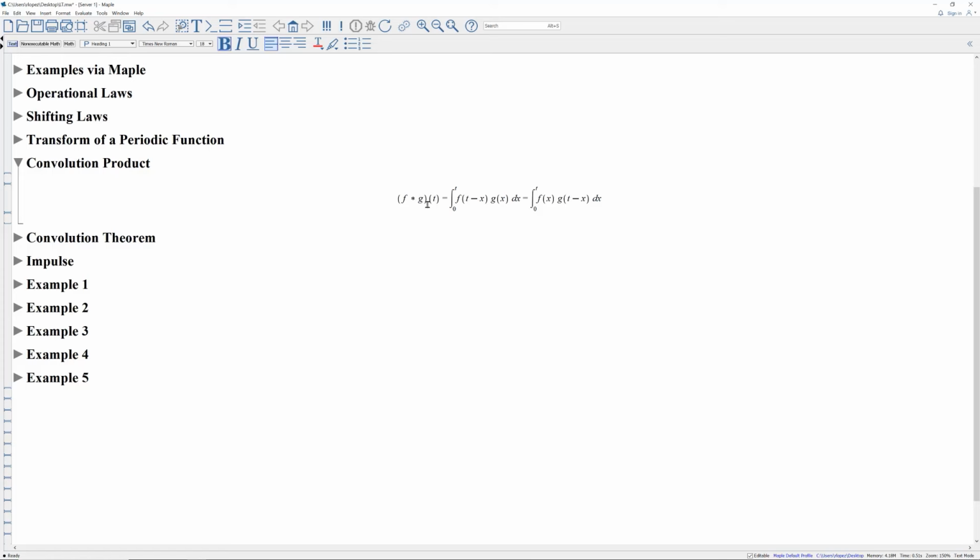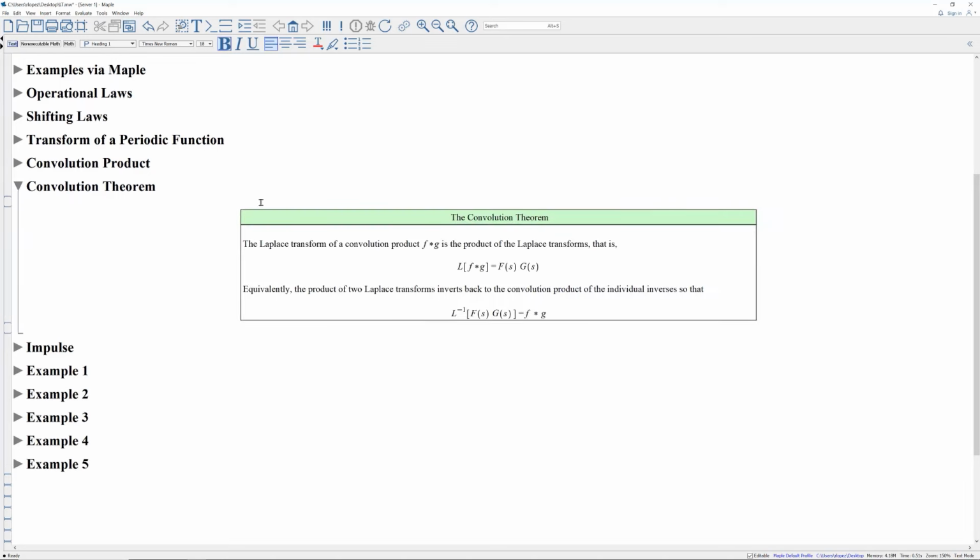It's useful in the applications. That is what it is. And it involves calculus if you're working by hand. And if you teach the convolution product, you absolutely have to mention the convolution theorem. And what does the convolution theorem say? The transform of a convolution is the product of the transforms of the two individual factors.